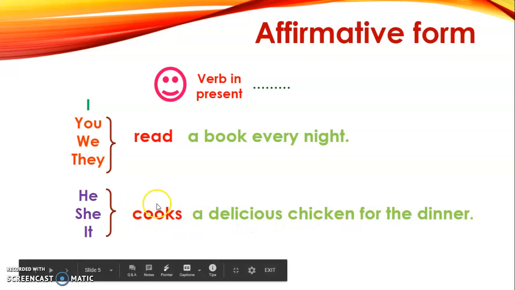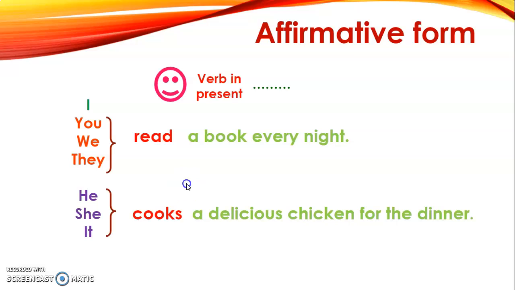But pay attention to this. The verb has an S. ¿Ok? Pero prestemos atención. El verbo tiene una S. Vamos a mirar por qué.